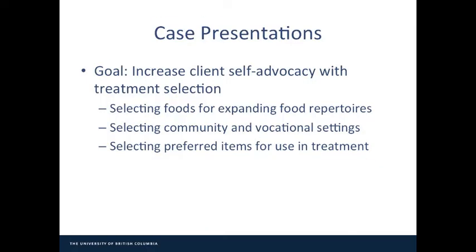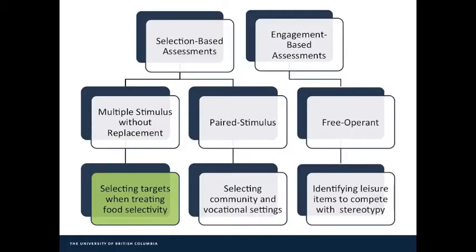So across the three case presentations I'm going to talk about today, the goal is really to increase client self-advocacy with treatment selection and via their input into our treatment procedures and our treatment targets. So for selecting the foods that we're going to target in expanding food repertoires, providing input into what community and vocational settings are their most preferred settings, and selecting preferred items for use in treatment. We're going to move into selecting targets when treating food selectivity.